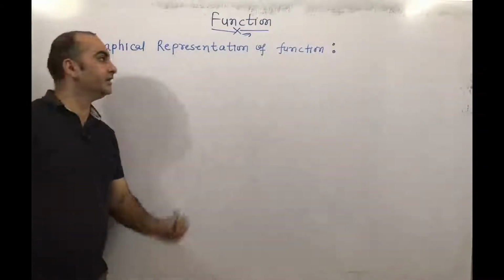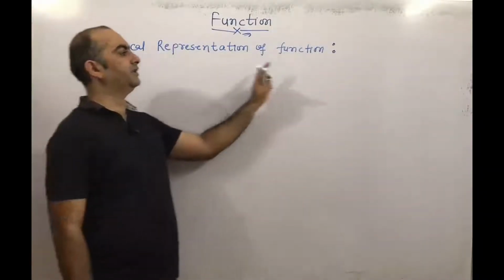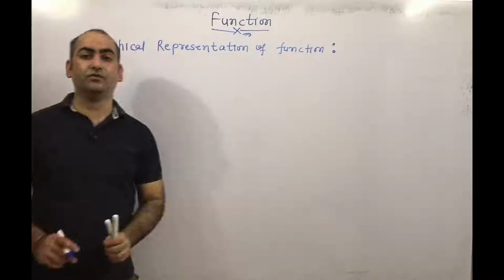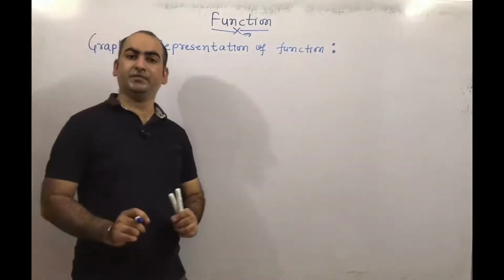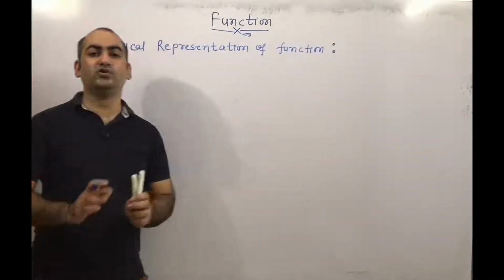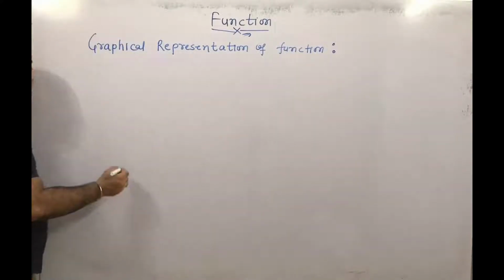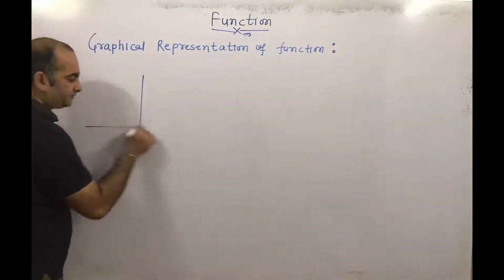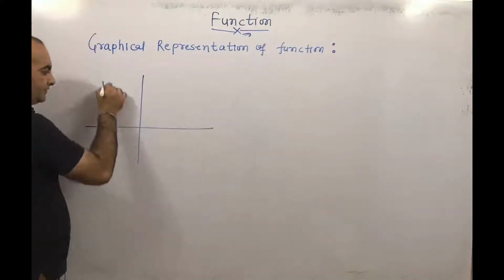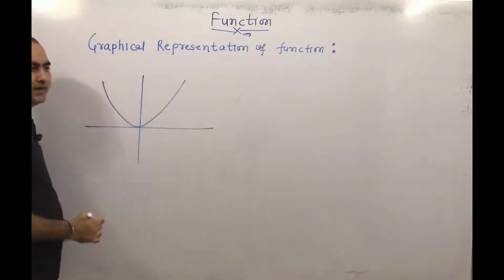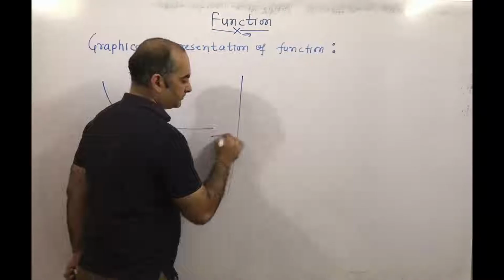Next we are discussing graphical representation of function. So in this one important point we are discussing here: if a graph is given, then how to find out whether that is a function or not. For that we are taking two graphs. One graph is this one, and the other graph is this one.